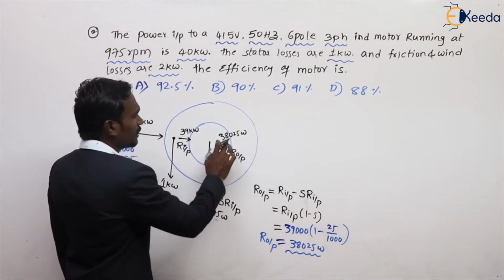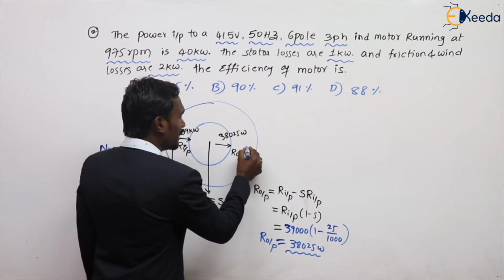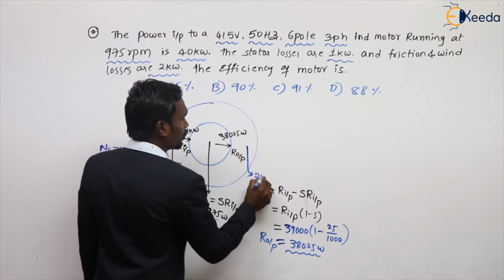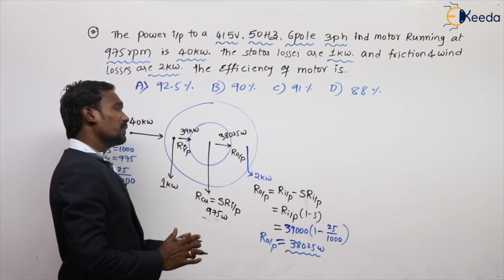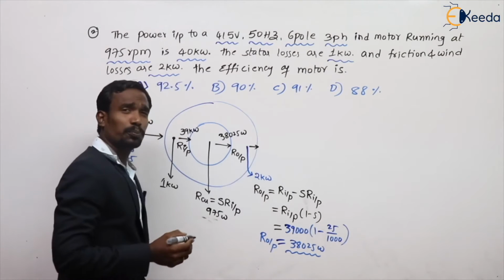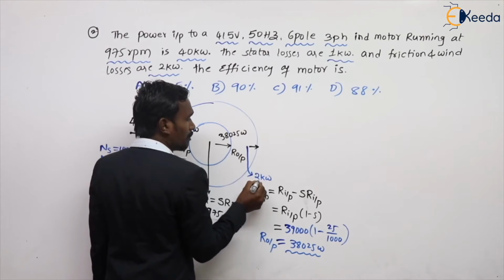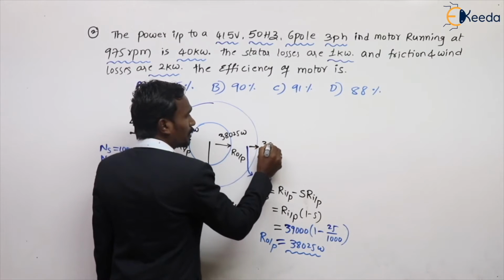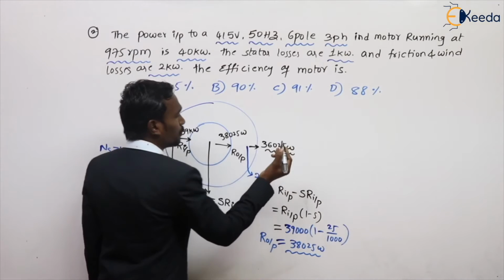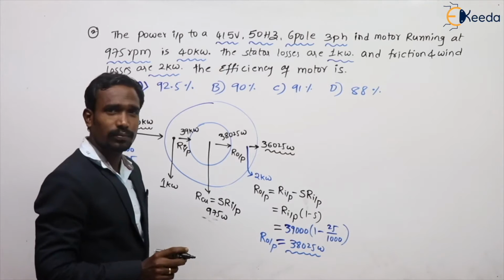Okay, whatever. This is the rotor output, and here they have given friction and windage losses of 2 kilowatts. If the friction and windage losses are 2 kilowatts, then what is the final output? 38,025 minus 2,000, so 36,025 watts is the final output and 40,000 is the actual input.